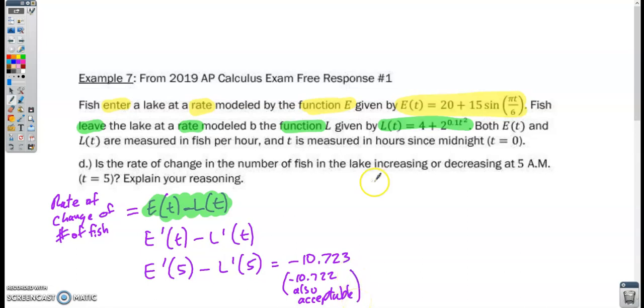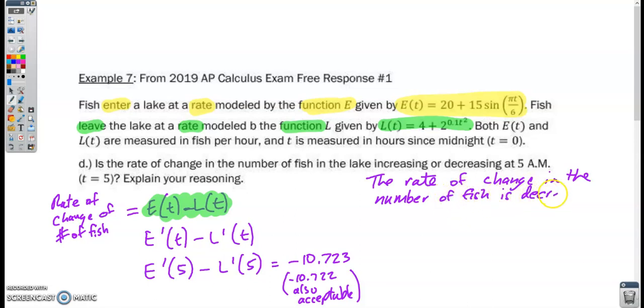And so the rate of change of the number of fish is decreasing, because E prime of 5 minus L prime of 5, the rate of change in the number of fish, I probably should have written at 5 a.m., is decreasing because E prime of 5 minus L prime of 5 is negative.